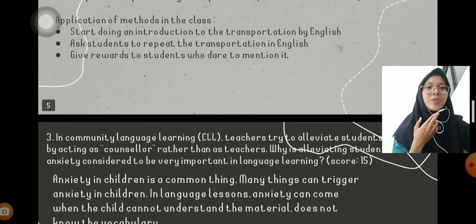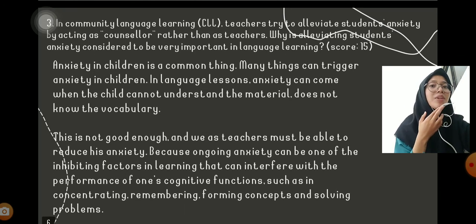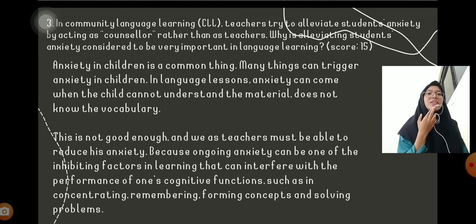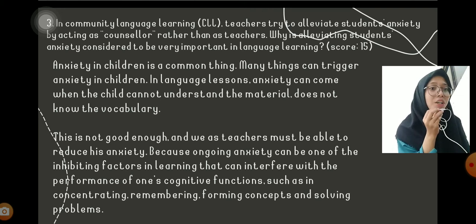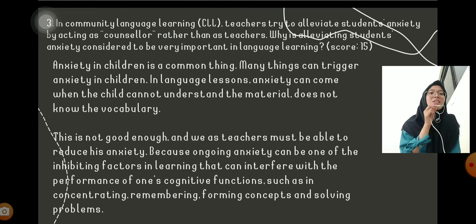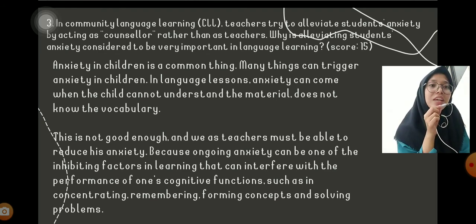Next for number three. The question for number three: in community language learning or CLL, teachers try to alleviate student anxiety by acting as a counselor rather than as a teacher. Why is alleviating students' anxiety considered to be very important in language learning? Okay, the question is why alleviating students' anxiety is considered to be very important in language learning?